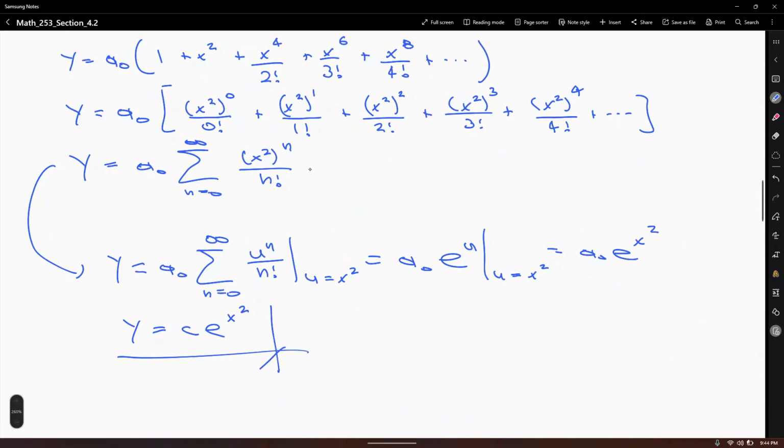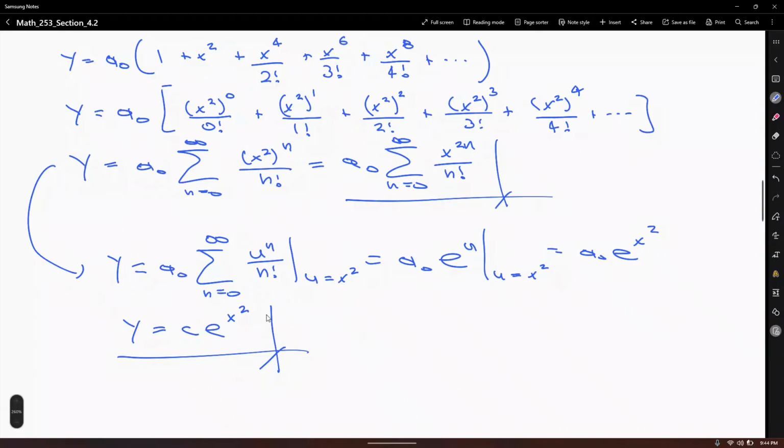Well, actually, for the power series representation, you might want to distribute the n. A sub 0 sigma n equals 0 to infinity of x to the 2n over n factorial. Much better, right?